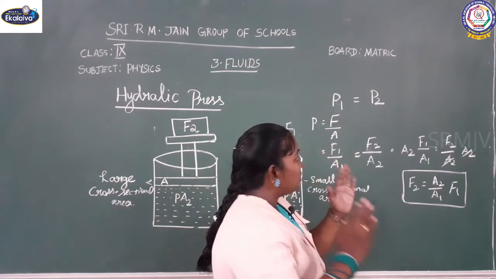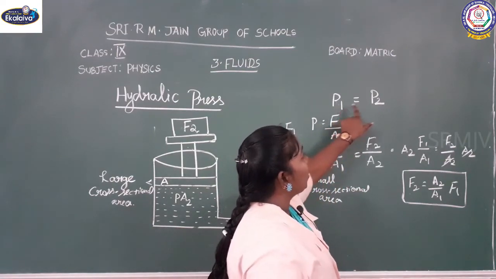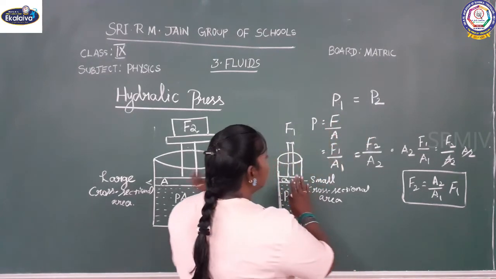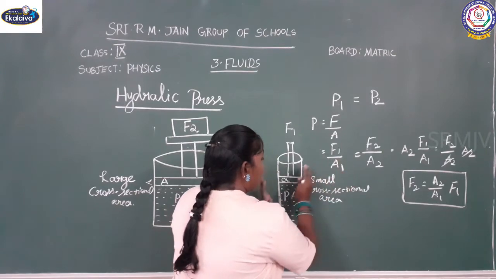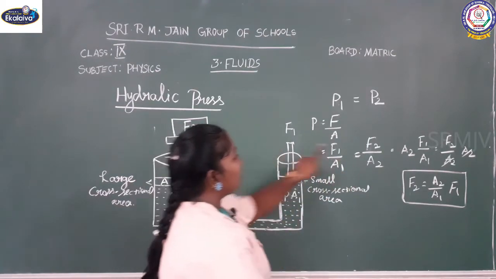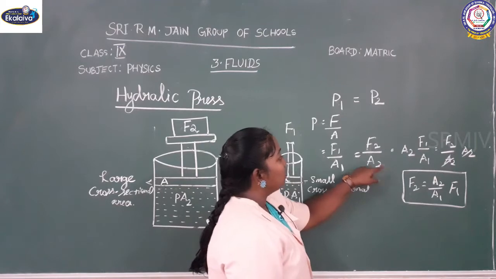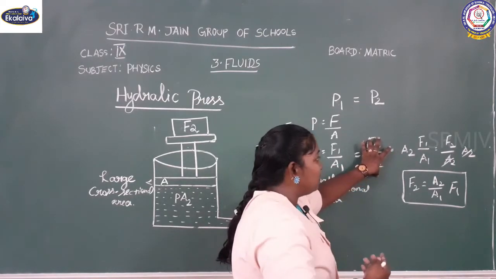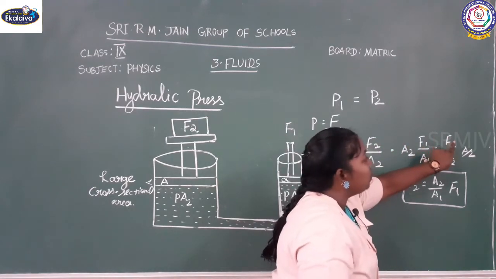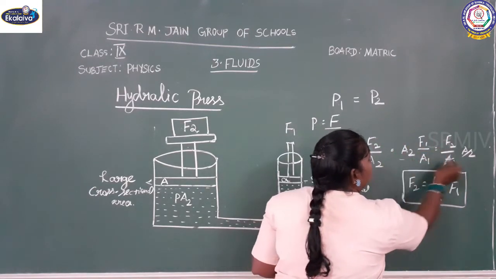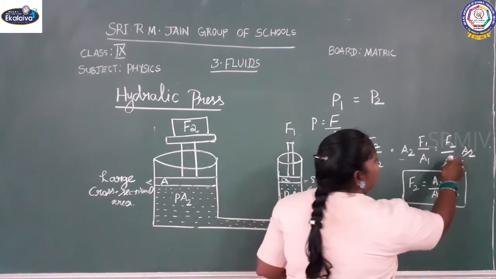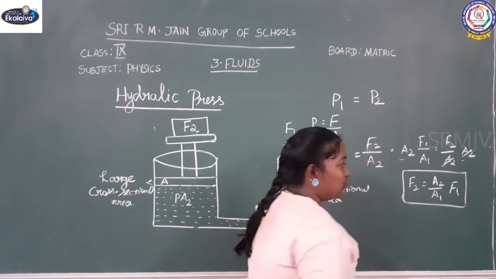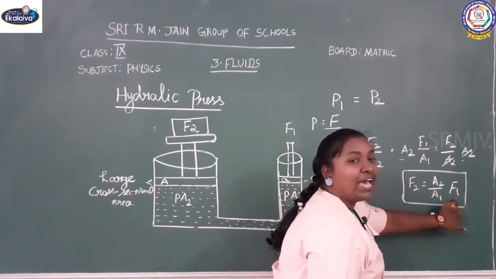Again, both sides' pressures are equal, so P1 equals P2. The pressure formula is F by A. For the two cylinders we take F1 by A1 for the first and F2 by A2 for the second. Now we need to separate it, because F1 is applied by us and we need to find F2. To find this, multiply both sides by A2. We can cancel out this A2, so we finally derive F2 equals A2 by A1 into F1.